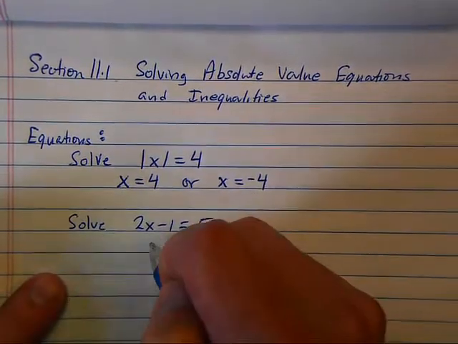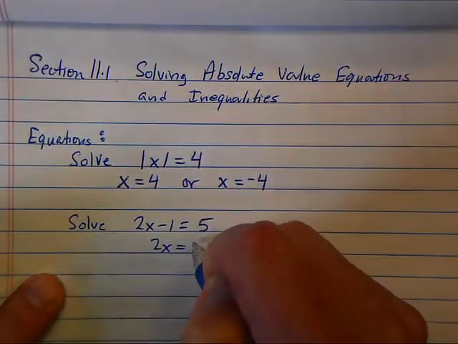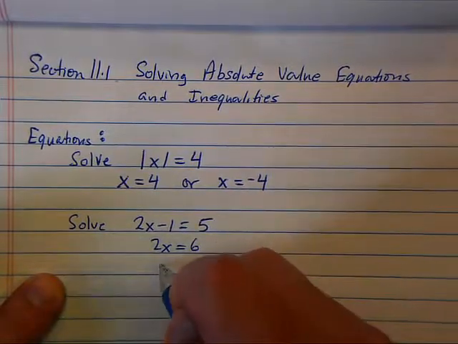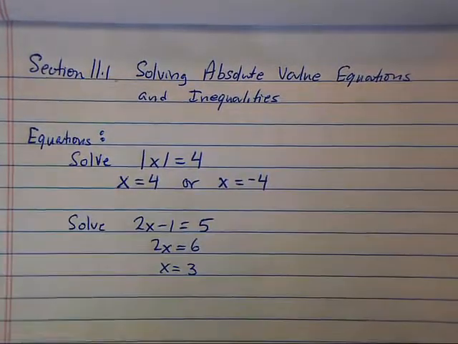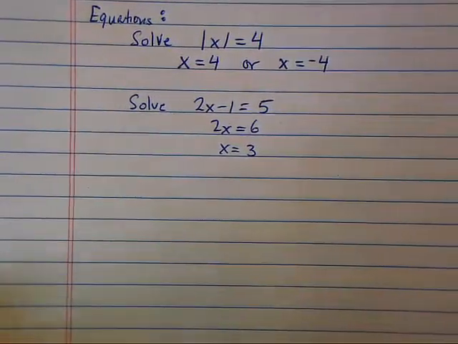Well, we might as well solve this one here. 2x is 6, x is 3. All right, let's go back to our absolute value equations.